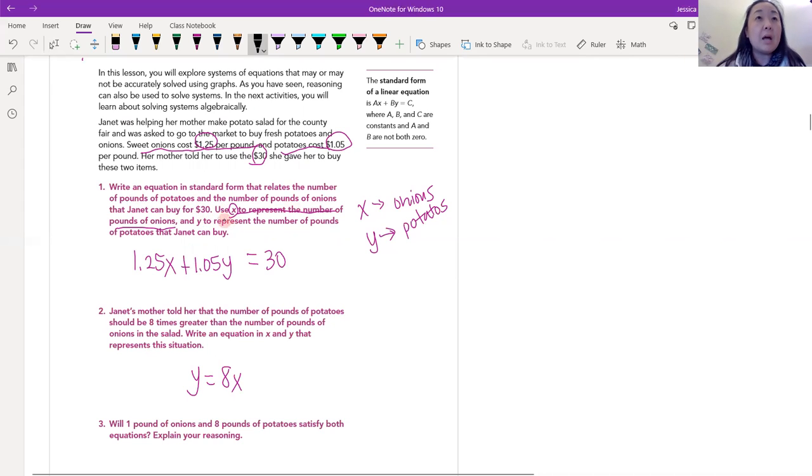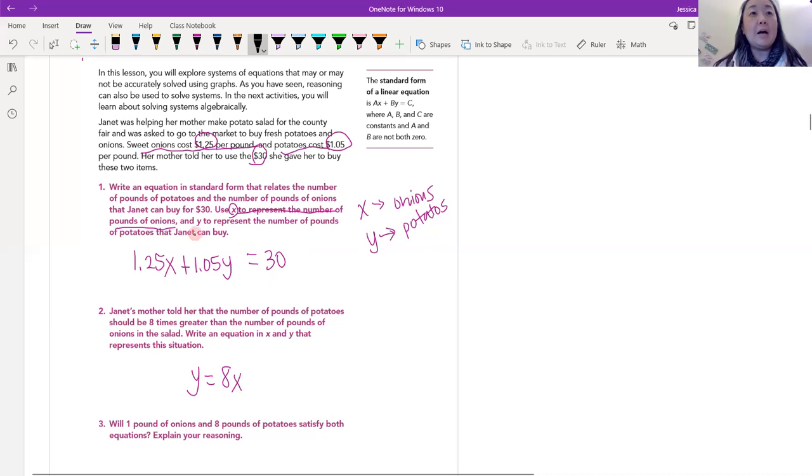And she gives her $30 for this, right? And she also knows, from before, that sweet onions per pound cost $1.25. I feel like that's a little high, but maybe it's the farmer's market. And the potatoes cost $1.05. Knowing that, and she has to use the $30 as much as she can. So we got 1.25x plus 1.05y. Remember, X is the number of pounds of onions, and Y is the number of pounds of potatoes. And altogether, that's got to be $30. That's our first criteria. We know this has to be true. She's not buying anything else.